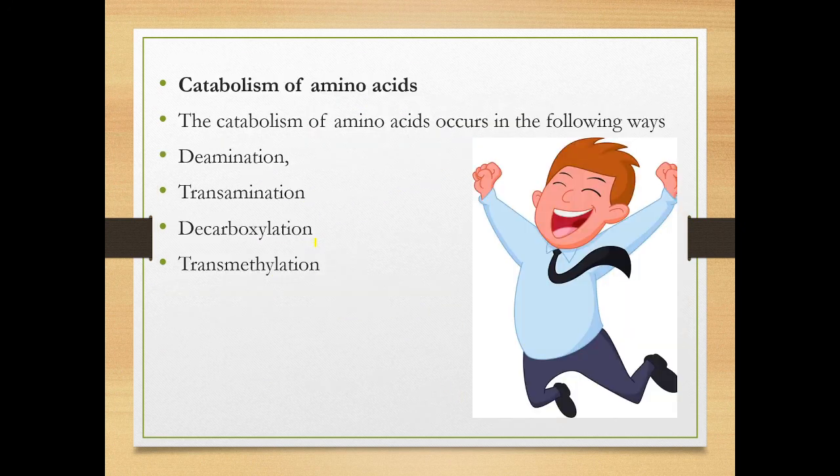So the amino acids are used in the following ways. The first is deamination, then transamination, decarboxylation and transmethylation. These are the four steps involved in the catabolism of amino acids. Let's look at each one.